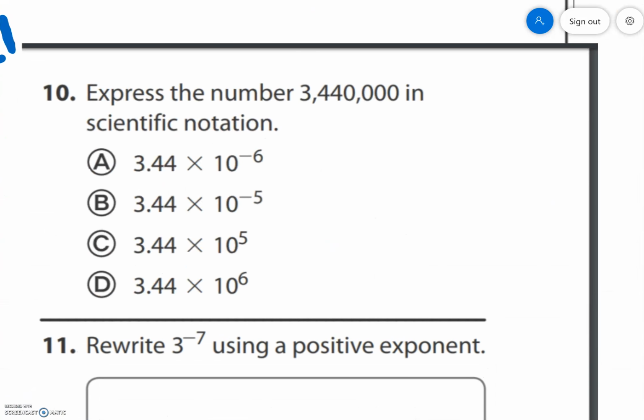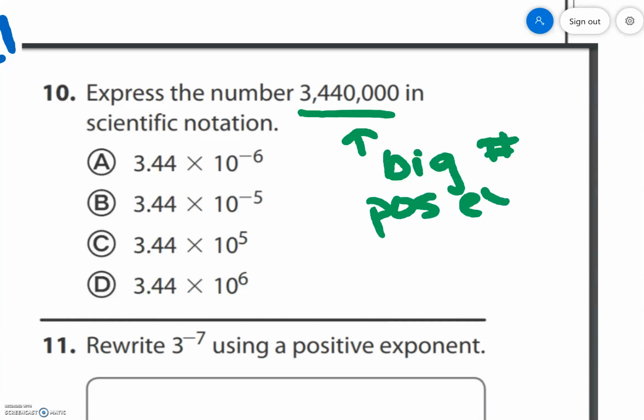Express the number 3,440,000 in scientific notation. I know this is a big number. Big number, not a decimal, should be a positive exponent. So I can make this easier on myself right away. I know it can't be A or B.